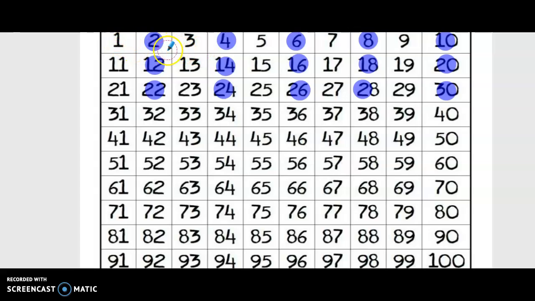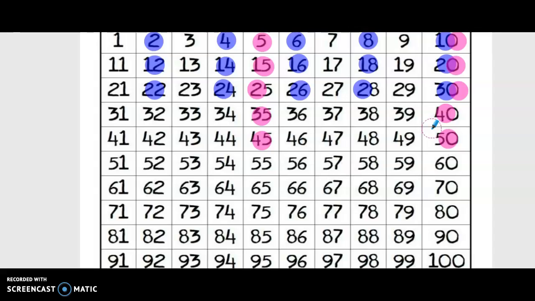So skip counting by 5s means you're going 1, 2, 3, 4, 5. 1, 2, 3, 4, 5. All right, so it goes 5, 10, and then 1, 2, 3, 4. It would be 15, 20, 25, 30, 35, 40, 45, 50. What do you notice about skip counting by 5s?